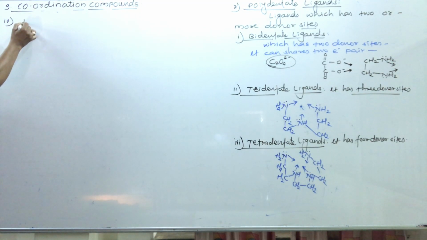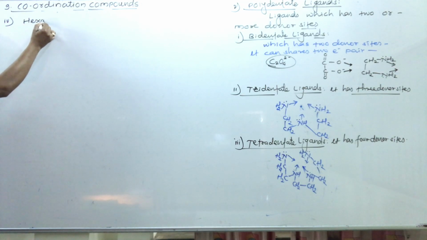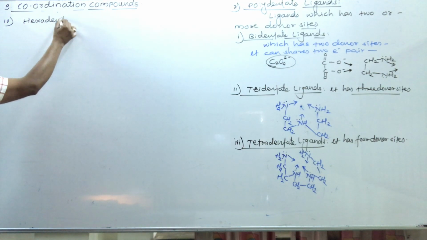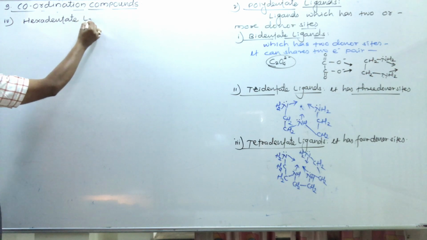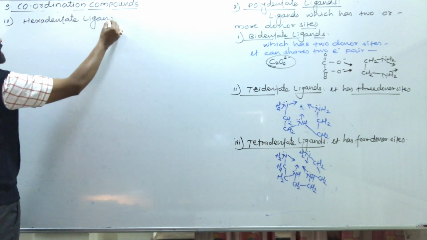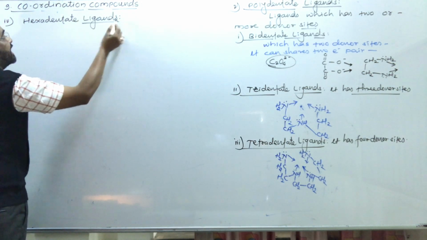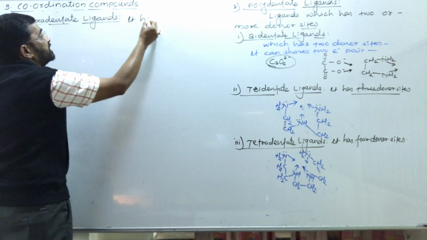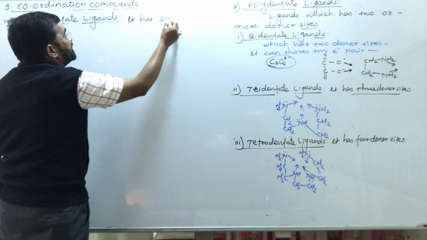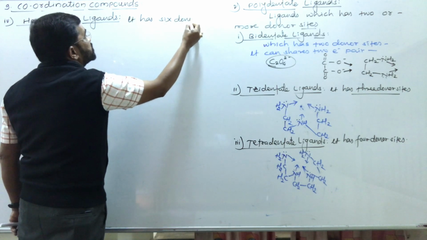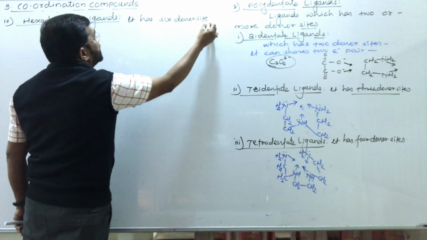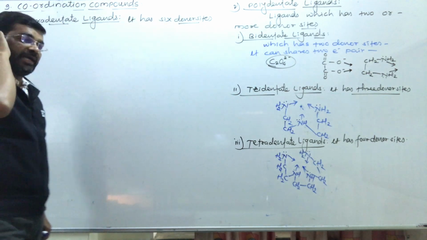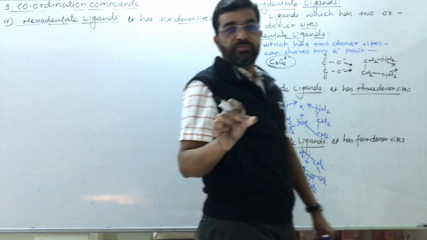The last type of polydentate ligand is the hexadentate ligand. So what are hexadentate ligands? Hexa means 6. This ligand has 6 donor sites. It has 6 donor atoms in only one molecule.